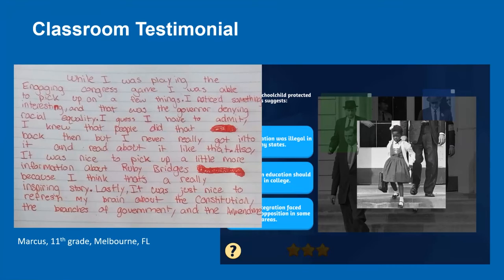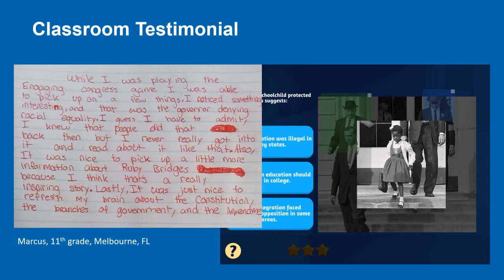She says, I knew that people did that back then, but I never really got into it and read about it like that. Also, it was nice to pick up a little more information about Ruby Bridges because I think that's a really inspiring story. Lastly, it was just nice to refresh my brain about the Constitution, the branches of government, and the amendments.